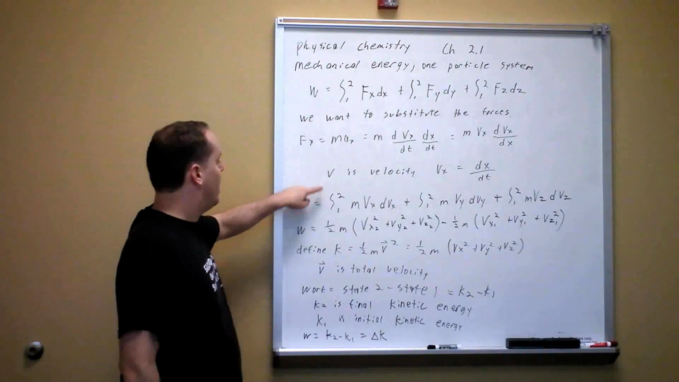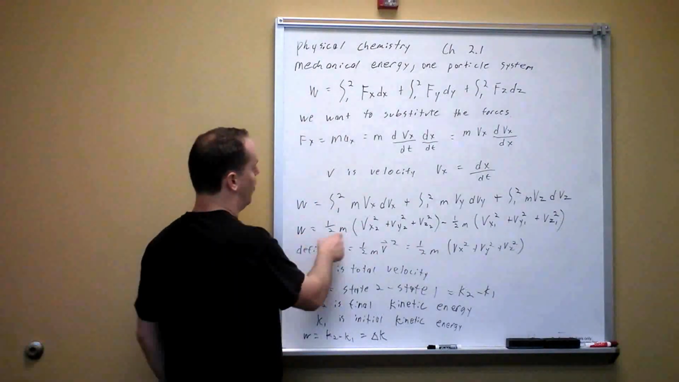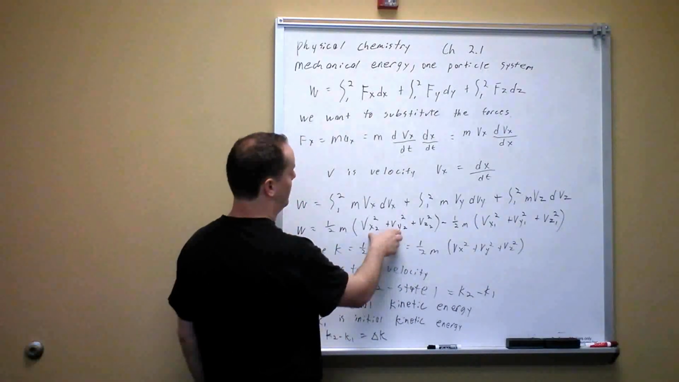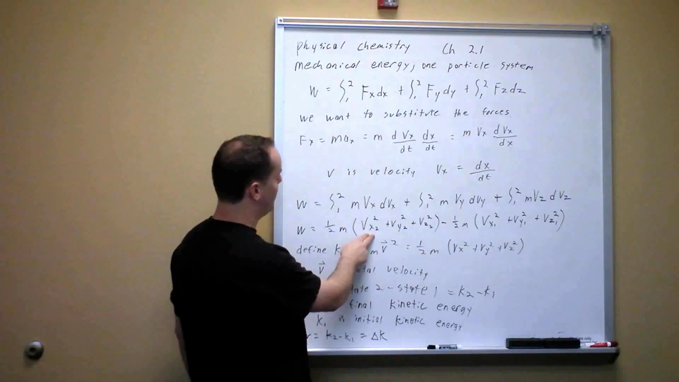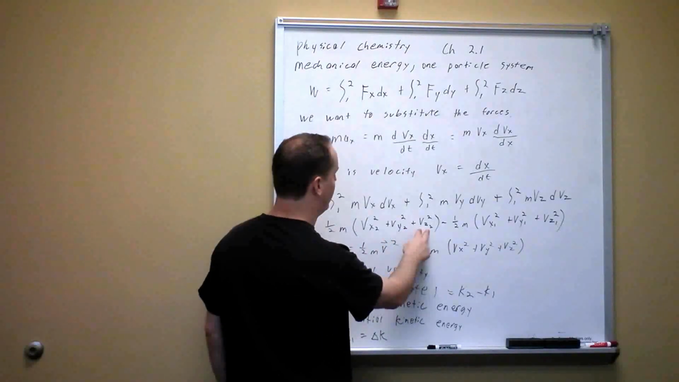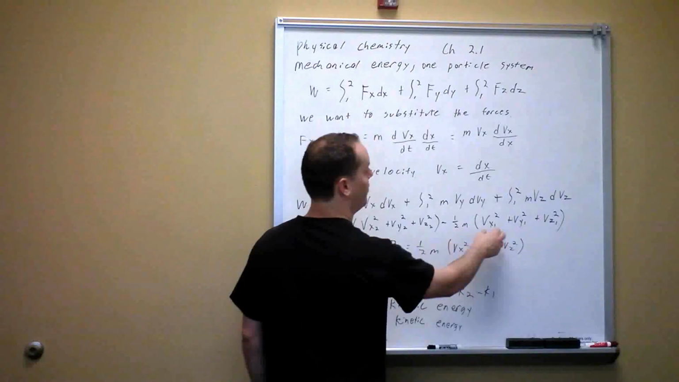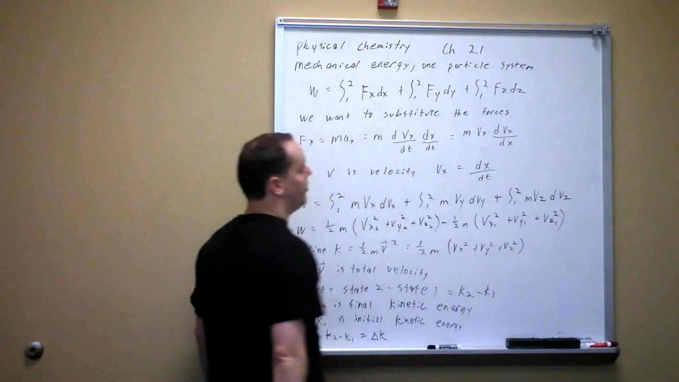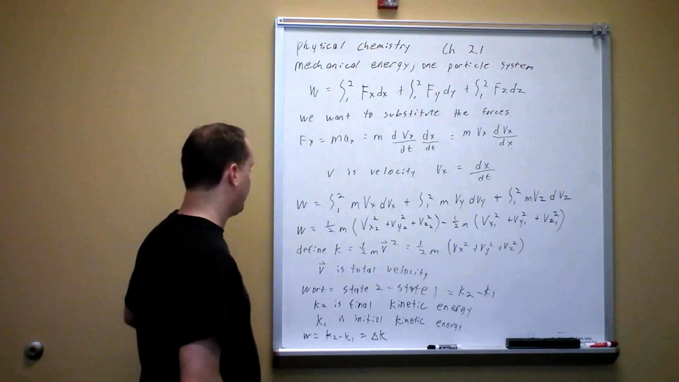Evaluating the integrals, that's going to give us work is equal to 1/2 of the mass times the x component squared plus the y component squared plus the z component squared, and then subtracting 1/2 mass times the initial x component of velocity squared plus the y component squared plus the z component of velocity squared.